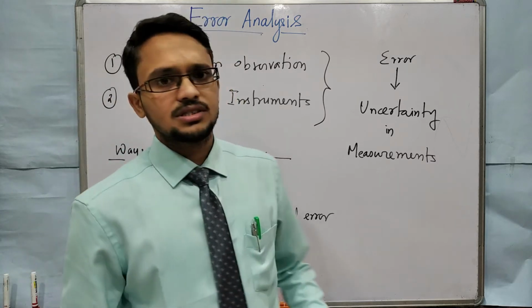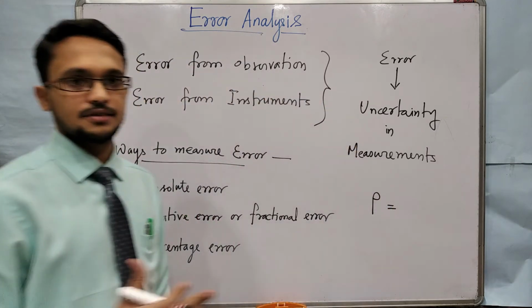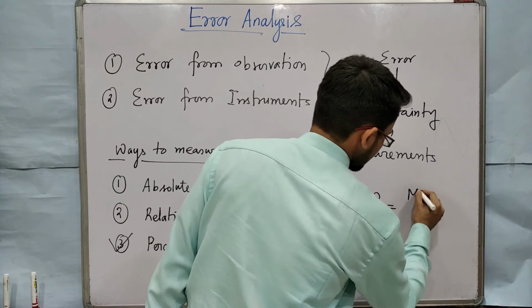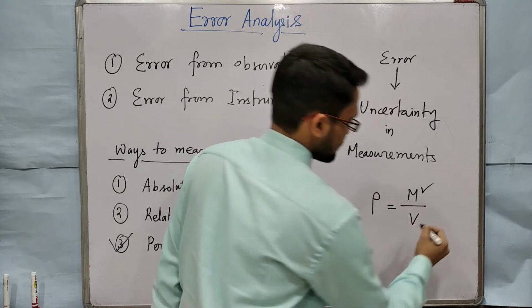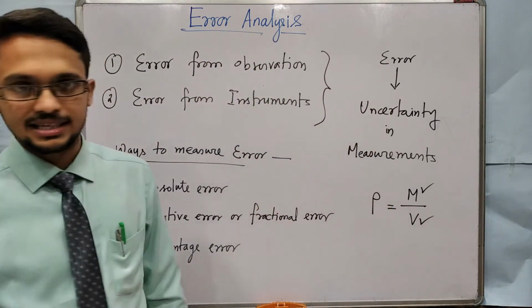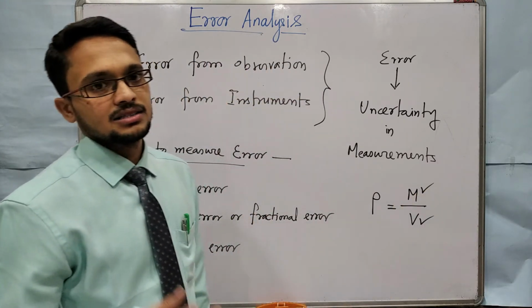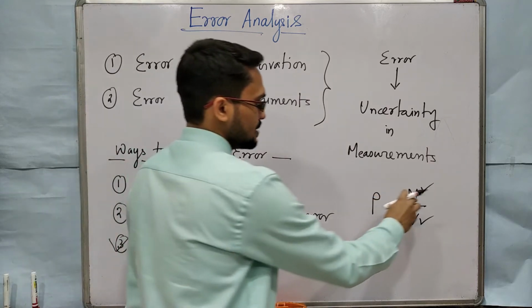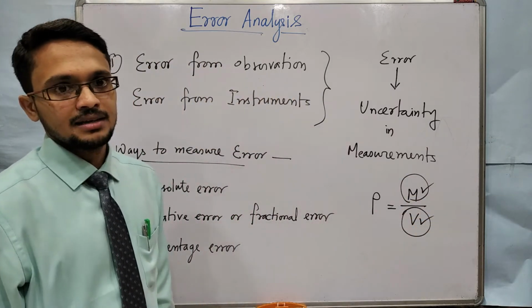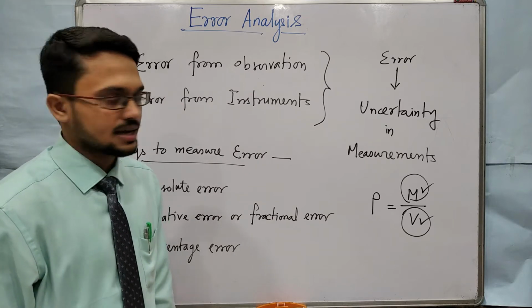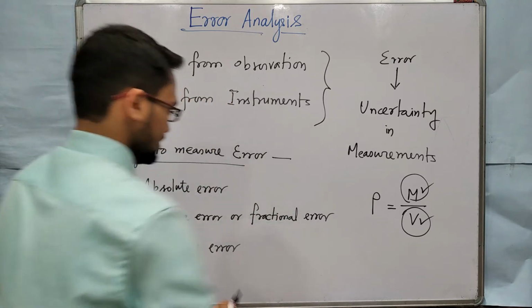Next, suppose you want to measure the density of a substance, density rho. What is the formula for density? That is mass by volume. So first we have to measure the mass of the object and the volume of the object, then we can get the density. These are two physical quantities that we will measure by some instrument. Whenever we measure these physical quantities using some instrument, there are two kinds of error: random error and systematic error.